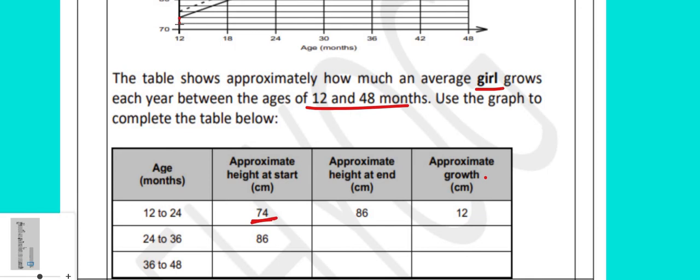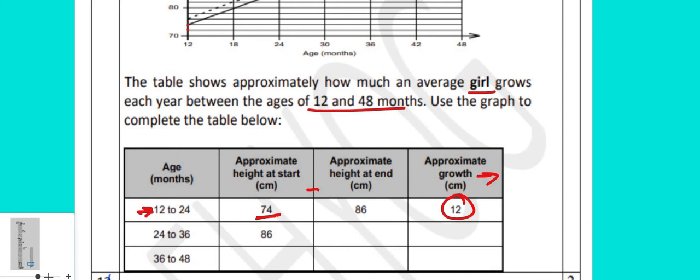Therefore they are taking one unit as 2 places, which is 2 gaps. So this is 74. The first one here is given as an example. The approximate height at end is given, and the approximate growth is given. How do we find the approximate growth? It can be found by subtracting the approximate height at the start, the smaller value, from the approximate height at the end, the greater value. If we subtract them, we'll get our approximate growth right here.